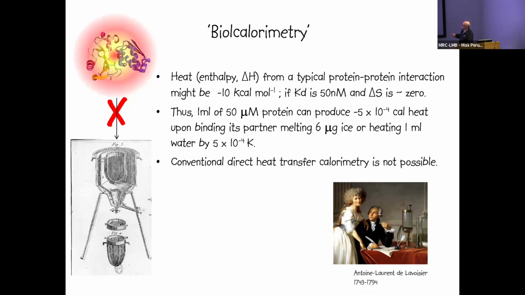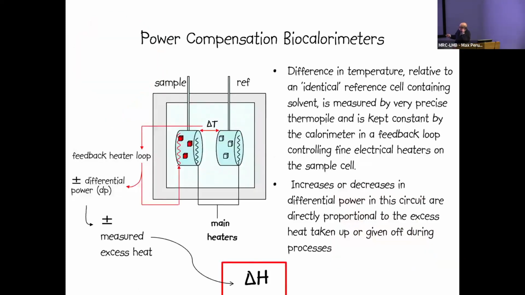And this is going to melt about 6 micrograms of ice that we could collect in Lavoisier's ice calorimeter, or it would heat up 1 mL of water by 5 times 10 to the minus 4 of a degree. So that's going to be pretty difficult to measure if we approach the biological calorimetry problem as direct heat transfer calorimetry. So the way around that is to use power compensation biocalorimeters.